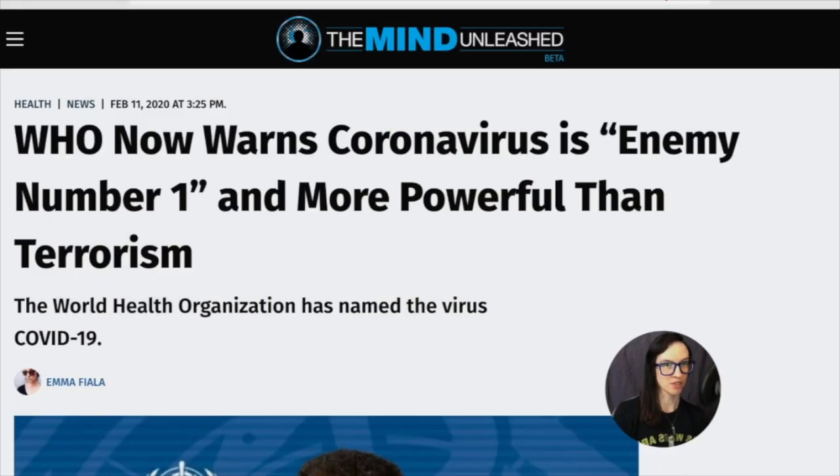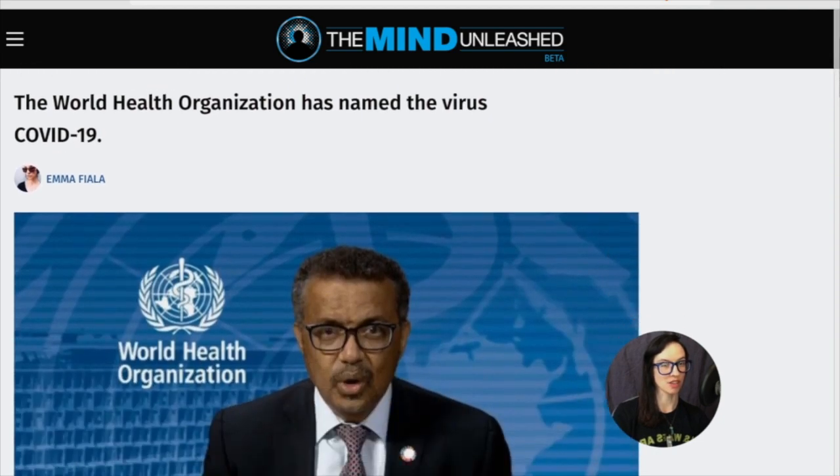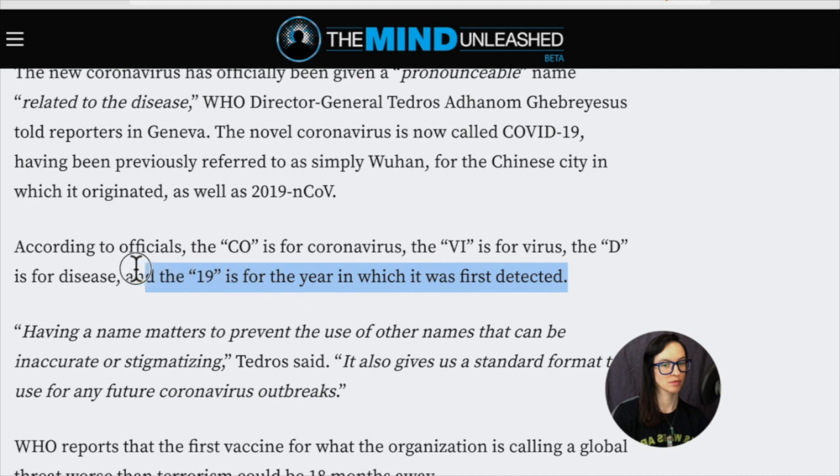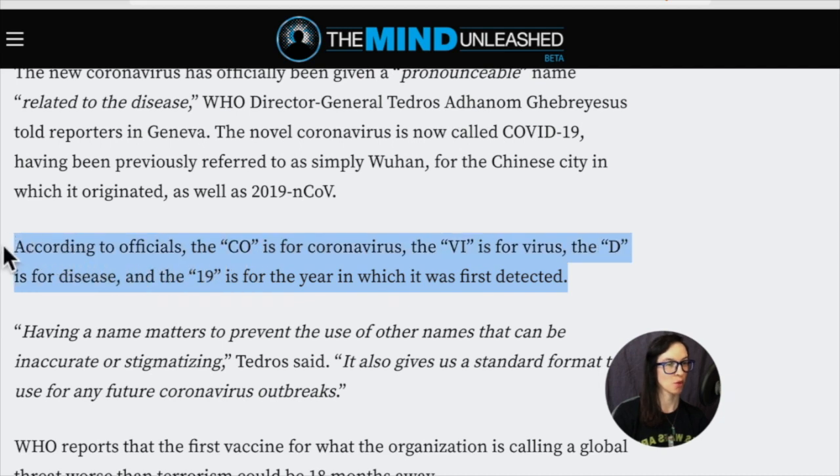Likewise, HIV is a virus. It is not a disease. Some people infected with the virus, SARS-CoV-2, go on to develop a disease called COVID-19. That disease is caused by the virus. As you can see in this article that I published on February 11th, the disease was also named by the World Health Organization on February 11th. It says, according to officials, the CO is for coronavirus, the VI is for virus, the D is for disease, and the 19 is for the year in which it was first detected.